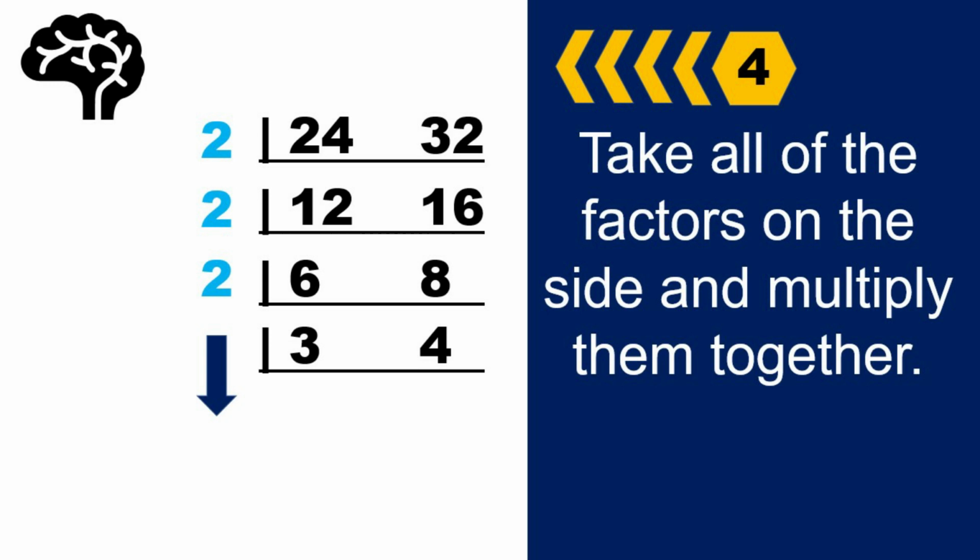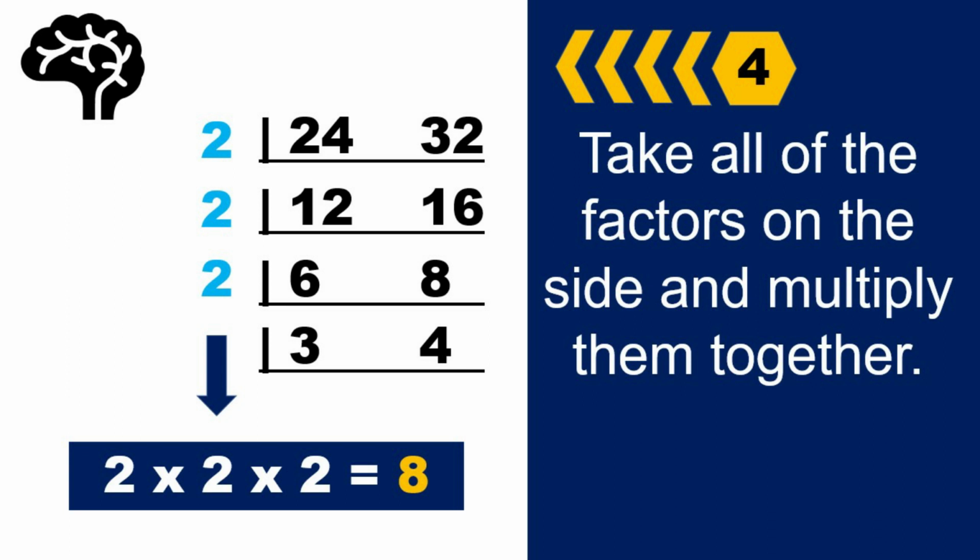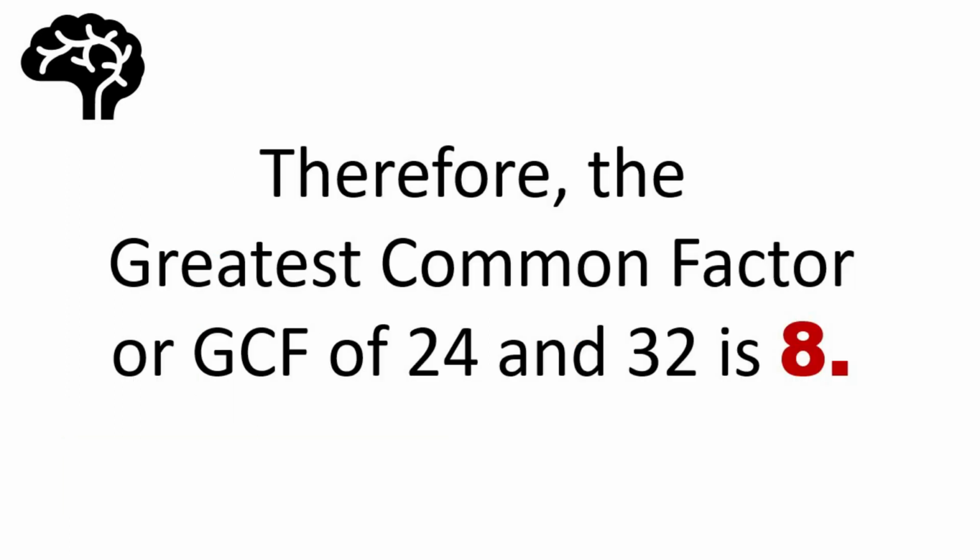Next step, take all of the factors on the side and multiply them together. So we have 2 times 2 times 2 is equal to 8. Therefore, the greatest common factor, or GCF, of 24 and 32 is 8.